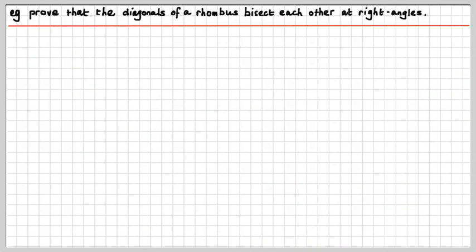Without any further ado, we'll do the next one. So what have I got to prove now? That the diagonals of a rhombus, do you know what a rhombus is? I hope. It's a squashed square. A parallelogram, which used to be a square. It's over on a slant. So the diagonals of a rhombus bisect each other at right angles.